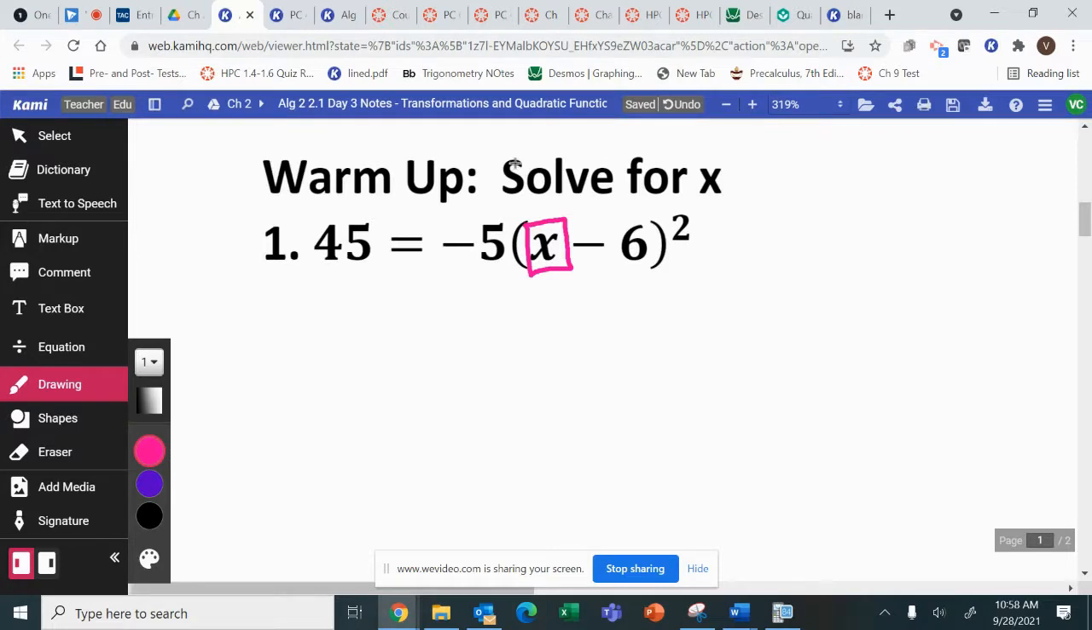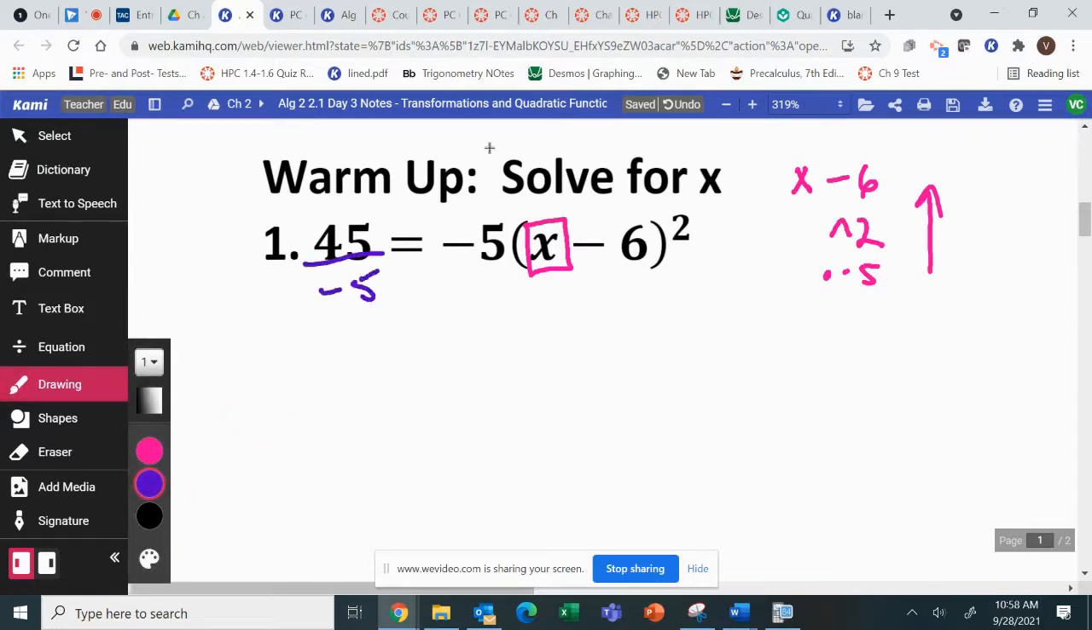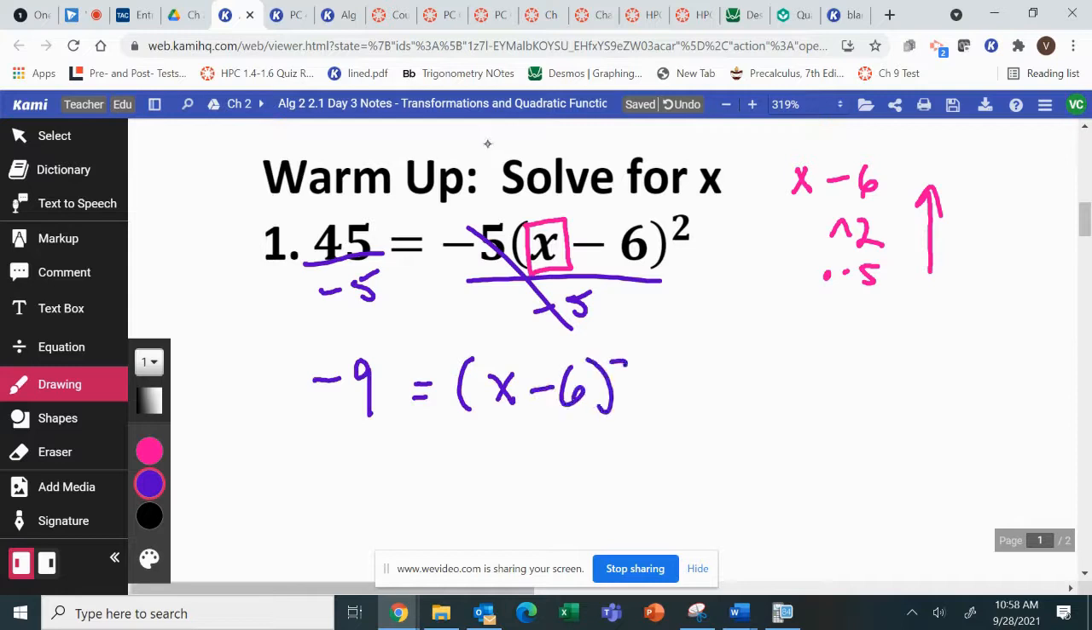So when I say the order of things being done to x, I would say x minus 6, then squared, then multiply by -5. So we're going to undo these. The inverse of multiplying by -5 is dividing by -5. So that's my first step. Now I have -9 is equal to parenthesis x minus 6 squared. So I've taken care of that -5.